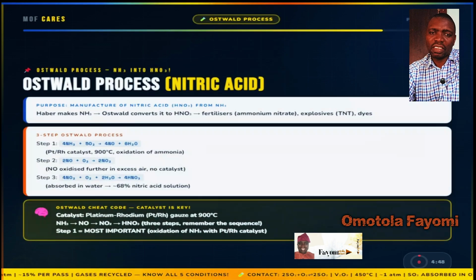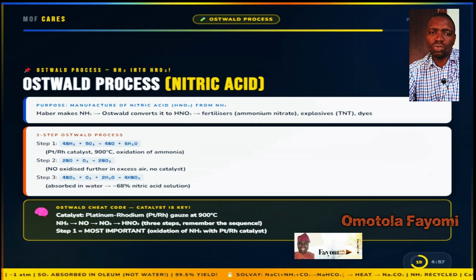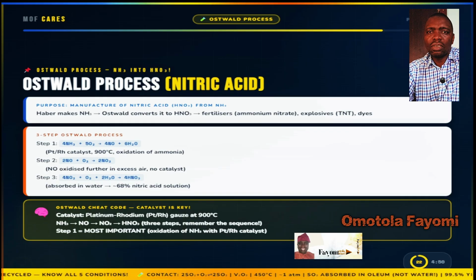The Ostwald process converts ammonia made by the Haber process into nitric acid. These two processes are directly connected and together supply the world's demand for nitrogen-based chemicals. Step 1 is the most important and most JAMB-tested step. Ammonia is catalytically oxidized: 4NH3 + 5O2 gives 4NO, nitric oxide, plus 6H2O.